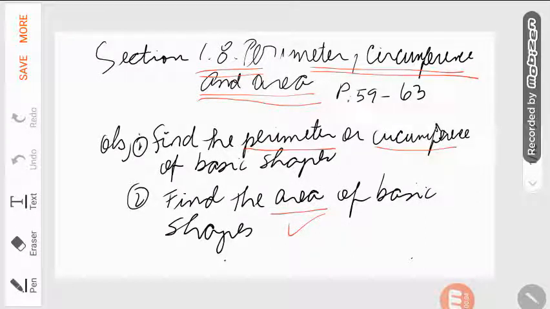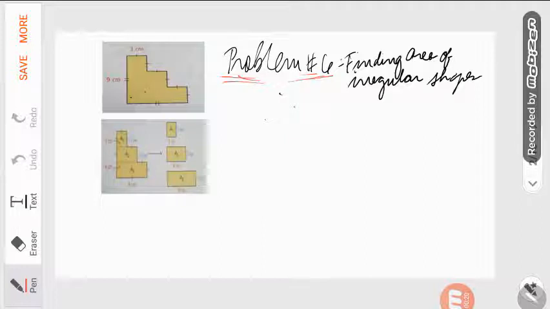Continuing with section 1.8 of your geometry textbook, perimeter, circumference, and area. We are continuing with the objectives related to the second objective, which is find the area of basic shapes. On this occasion, we are working with an irregular shape. Finding areas of irregular shapes, problem 6, page 63 of your geometry textbook.